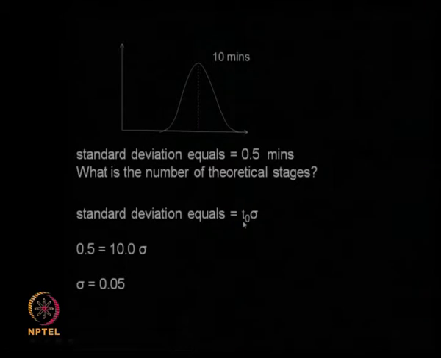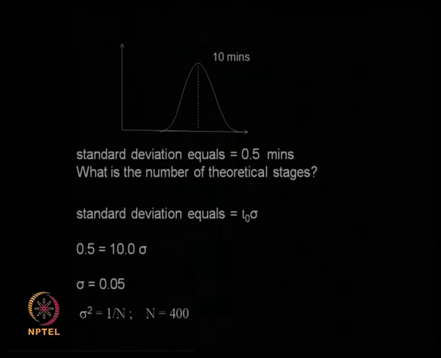Standard deviation equals T naught times sigma. Here T naught is given as 10 minutes, and the standard deviation is given as 0.5, so I can calculate sigma. Once I calculate sigma, I use another equation relating sigma and the number of stages: sigma square equal to 1 by n. So n is equal to 1 by 0.05 square, so n is equal to 400. It means this particular chromatographic column has 400 stages.